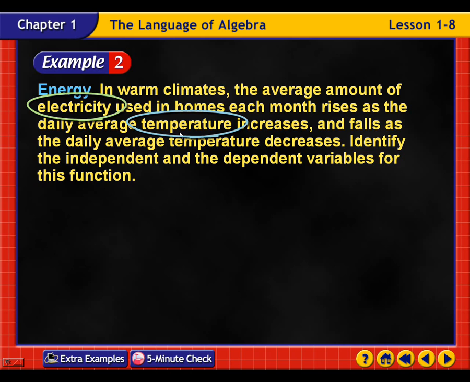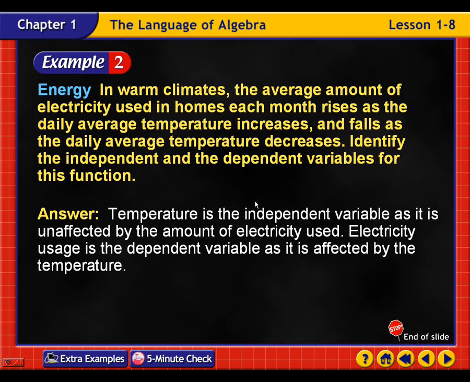So the question we have to ask ourselves: does the electricity that you use affect the temperature outside, or does the temperature outside affect the electricity that you use? Well, the answer obviously is that the temperature outside affects the electricity, so we call the temperature the independent variable. Temperature just happens, there's nothing you can do about it, but the amount of electricity that you use is dependent on the temperature. So temperature is independent and the electricity is dependent. So if I were to graph this, I'd put the temperature on the bottom and the electricity on the side.